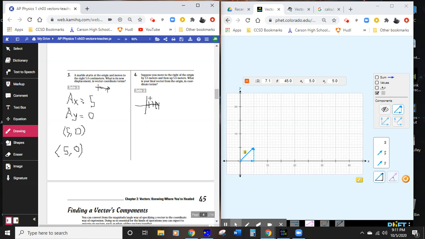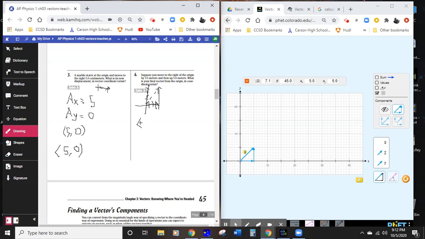Okay, then it went up 5.6. So here's a 1, 2, 3, 4, 5, 6 up here. So it went up about 5.6 like that. And this here would be the resultant vector. This is called the resultant vector, or the actual original vector, and this is the x component, and here's the y component.